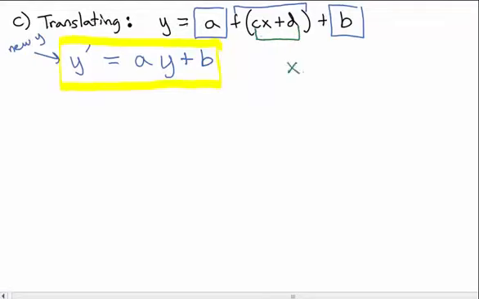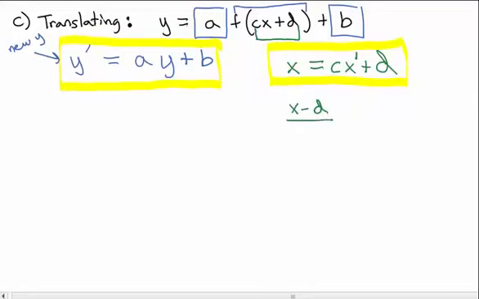So it's not actually going to give us the new x, it's going to give us the old x equals the cx plus d. But this time the prime is on the inside. And so we're going to have to solve for the prime. So if we subtract d and divide by c, we find out what x prime is actually equal to. And that gives us that opposite relationship, because we had to solve for the x's.